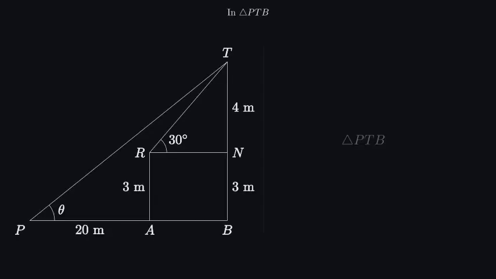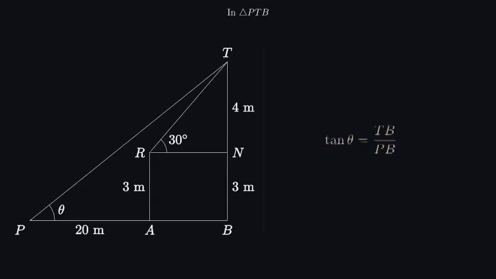Now we find the angle of elevation of T from P. The useful triangle is PTB. Let the required angle be theta. From triangle PTB, with respect to angle theta, the opposite side is TB equals 7, and the adjacent side is PB equals 26.928. So we use tangent because tangent is opposite over adjacent. Substitute the values. Tan of theta equals 7 over 26.928 equals 0.2599.